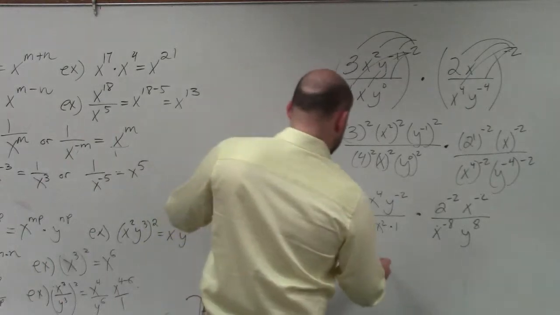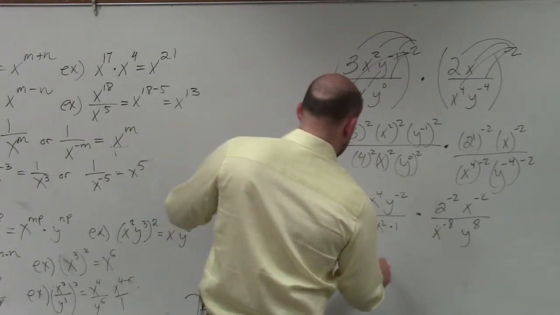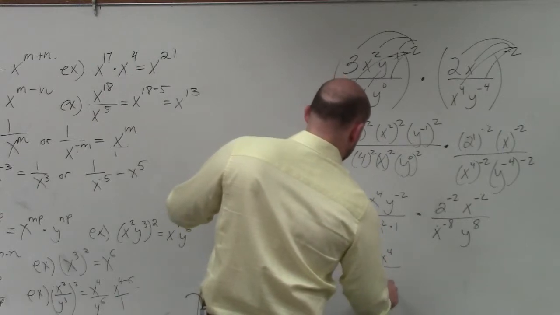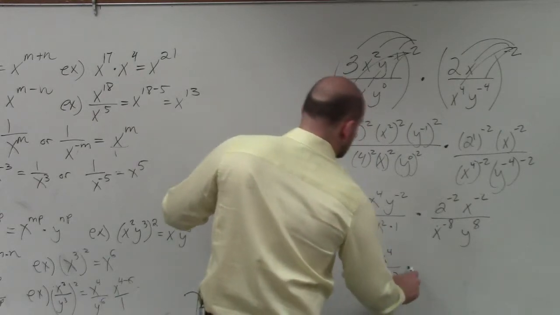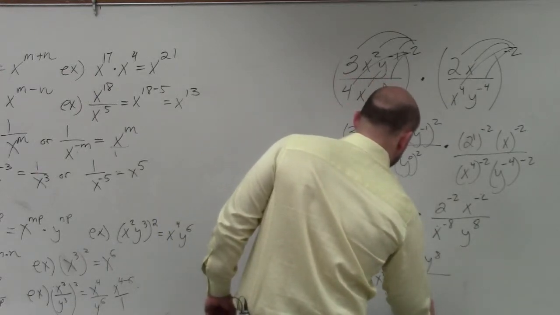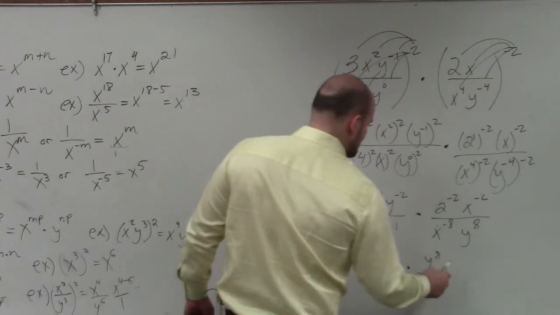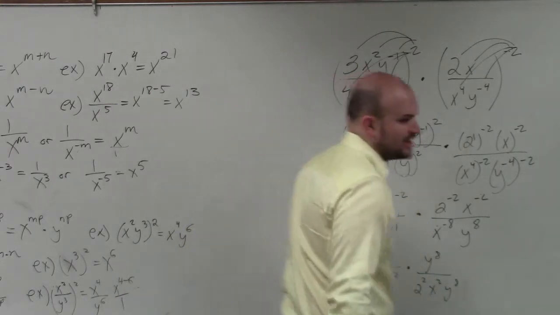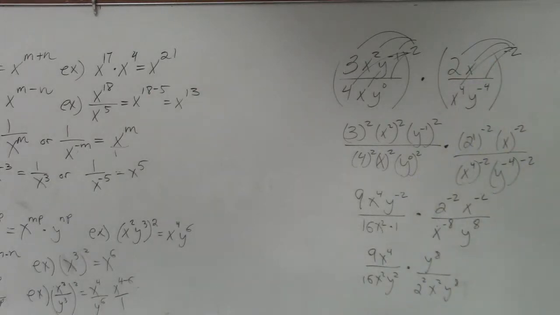So therefore, this becomes 9x to the 4th divided by 16x squared y squared times y to the 8th over 2 squared, which is, I'll just write it like that, x squared times y to the 8th. Please check my work and make sure you guys agree with what I just did.